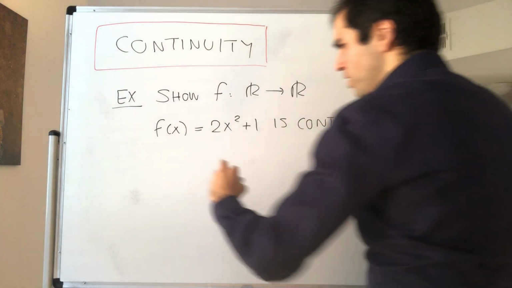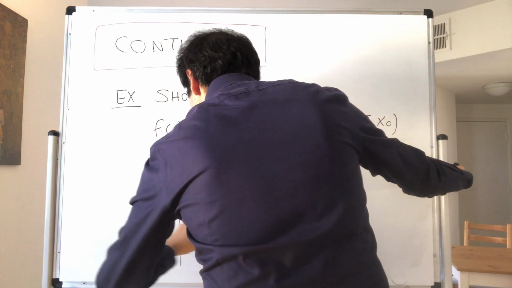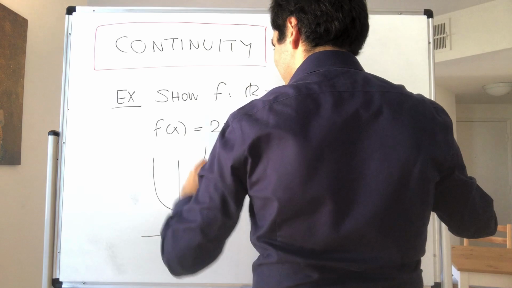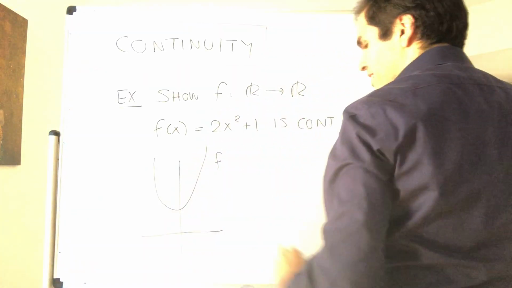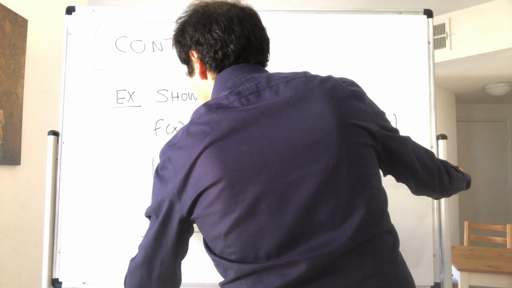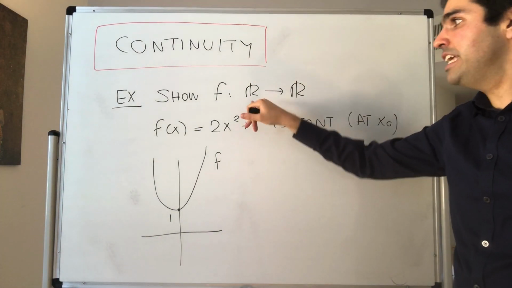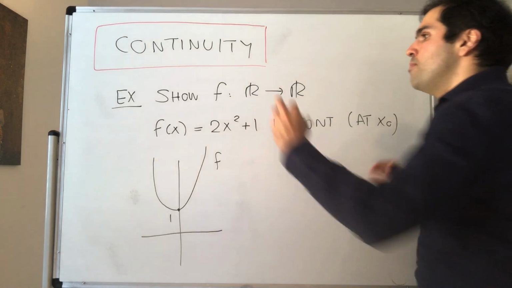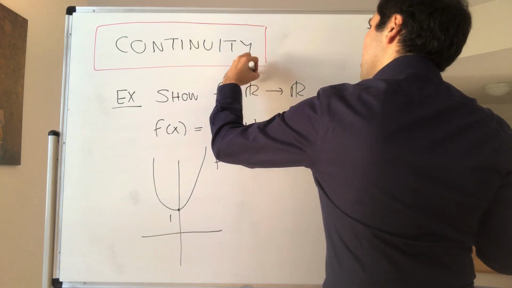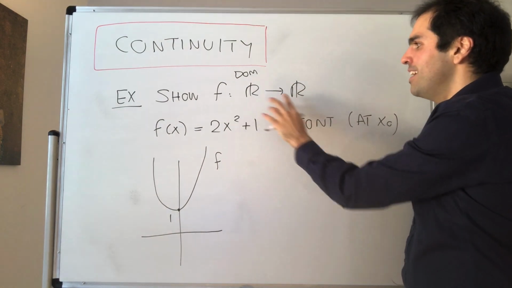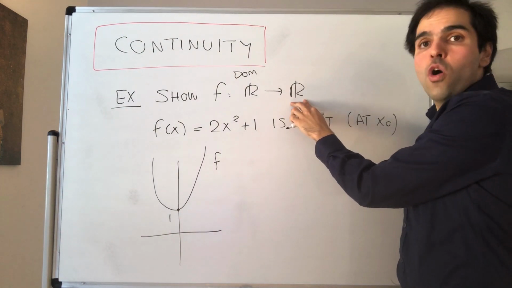Now, what does f look like? Well, it just looks like the parabola, but shifted up by 1. So maybe like that. This is f, and maybe this is 1. Now, what this notation means is simply, here R is the domain of f. So when we write x, we usually assume x is in the domain, and this R is the codomain.